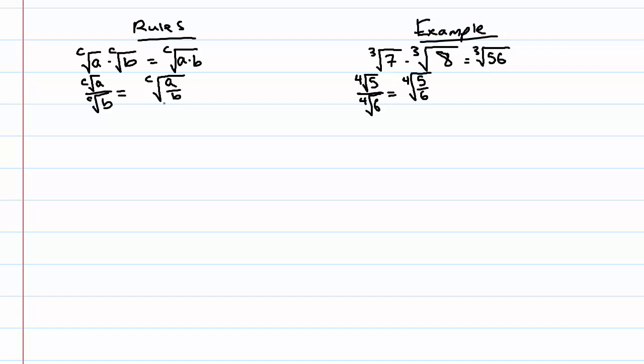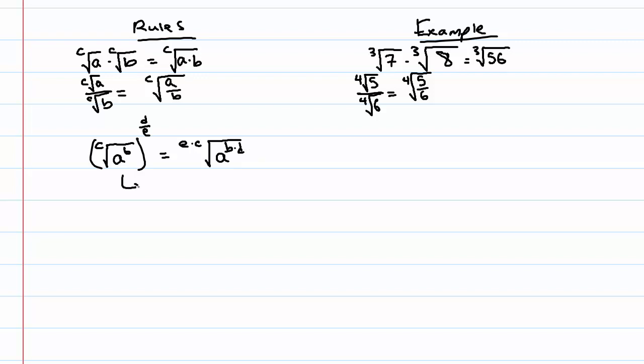Our next rule is the exponent rule for roots. If we have the cth root of A to the B power, and we're raising this to the D over E power, then this becomes the E times cth root of A to the B times D power.